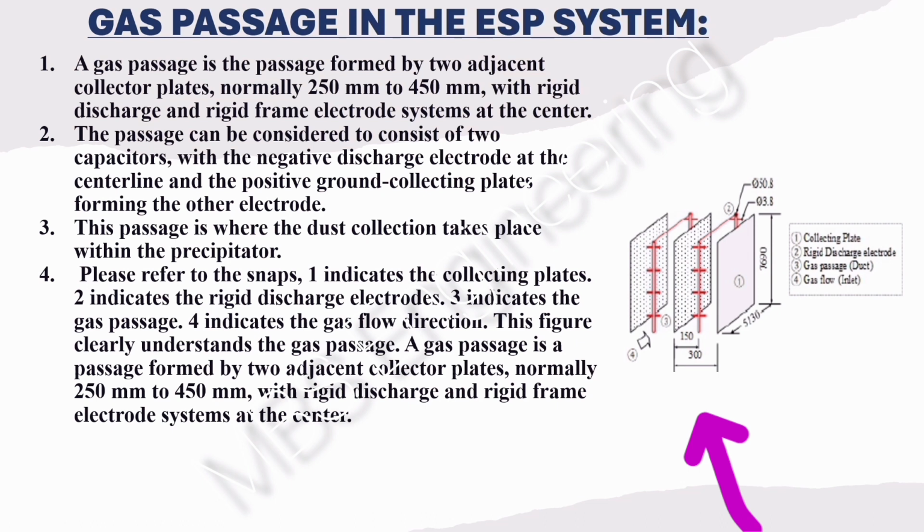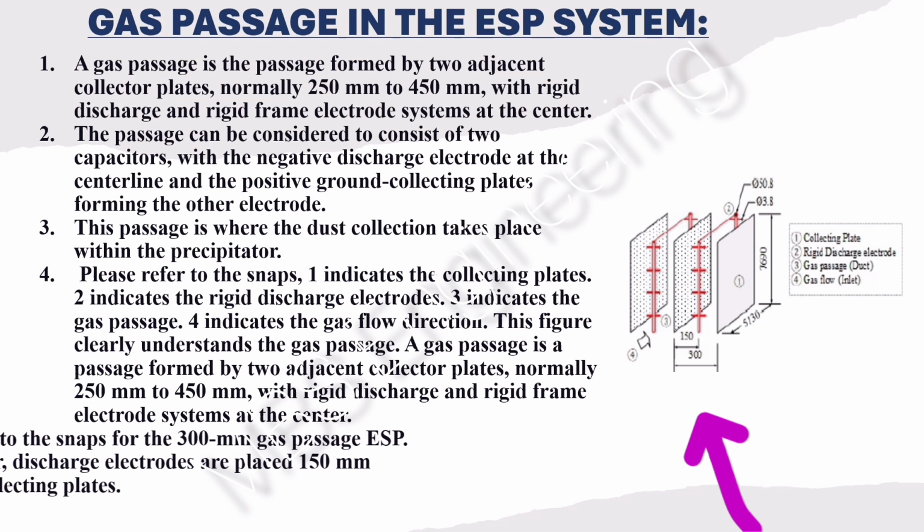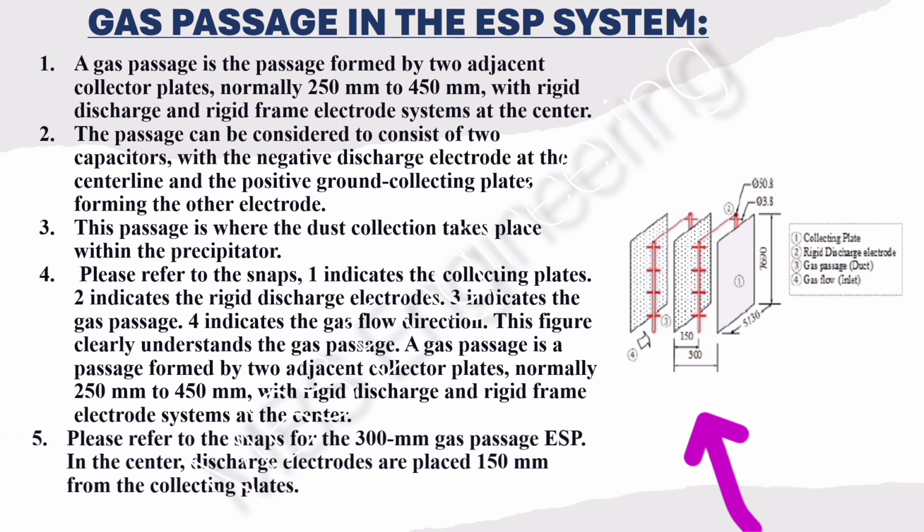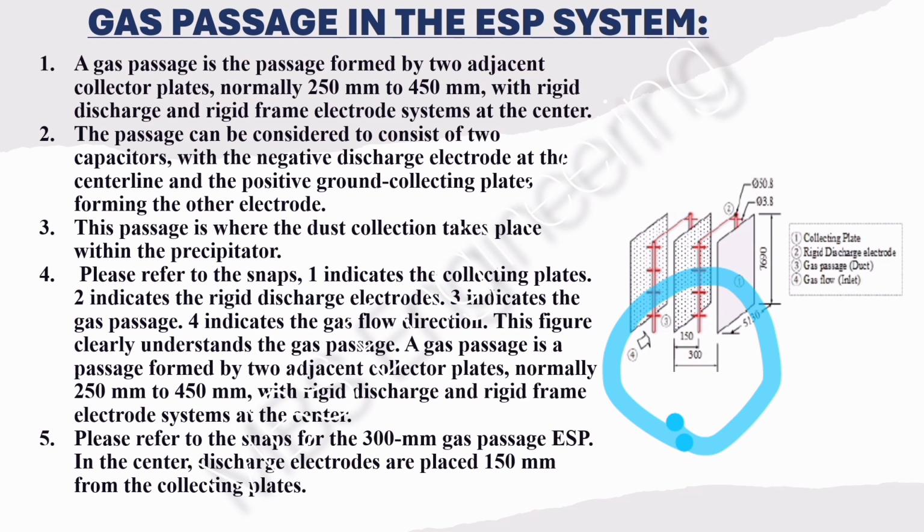Fourth point, please refer to the snaps. 1 indicates the collecting plates, 2 indicates the rigid discharge electrodes, 3 indicates the gas passage, 4 indicates the gas flow direction. This figure clearly shows the gas passage. A gas passage is a passage formed by two adjacent collector plates, normally 250 mm to 450 mm, with rigid discharge and rigid frame electrode systems at the center. Fifth point, please refer to the snaps for the 300 mm gas passage ESP. In the center, discharge electrodes are placed 150 mm from the collecting plates.